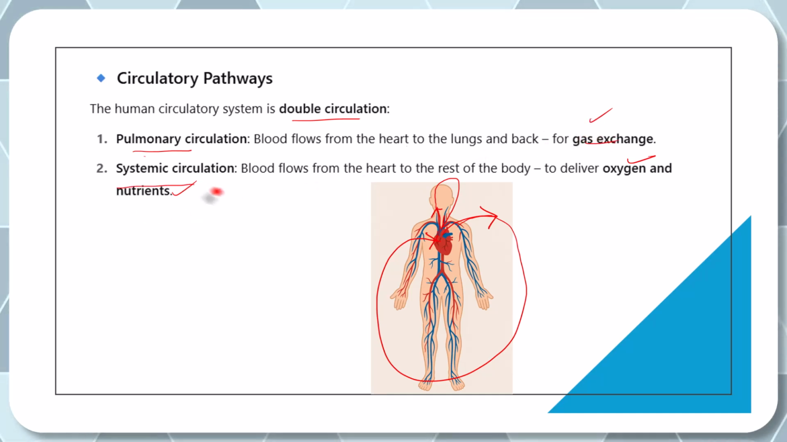And systemic circulation is the one whereby the blood goes to all parts of the body to take oxygen and nutrients there and to bring back with it carbon dioxide and wastes.